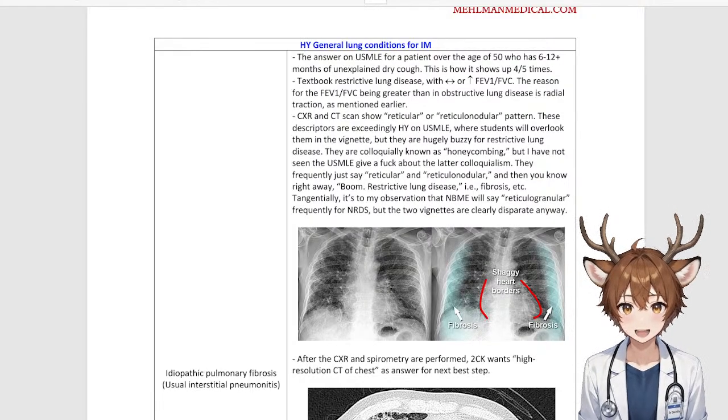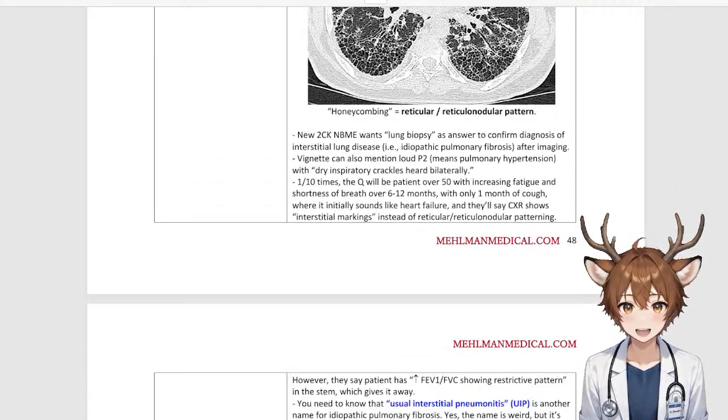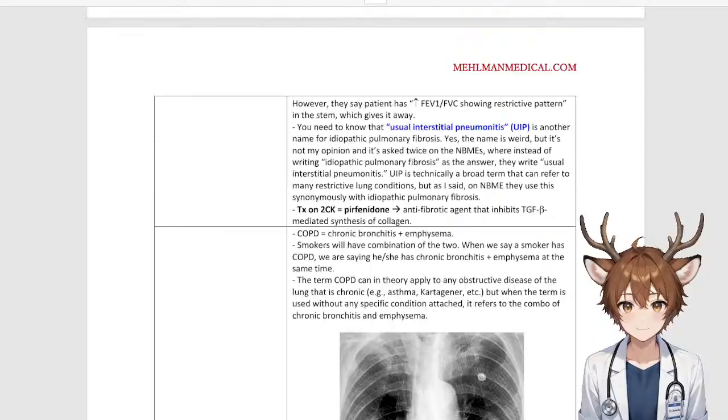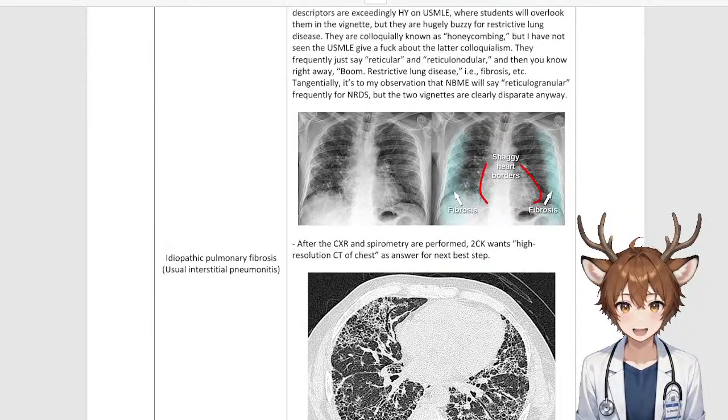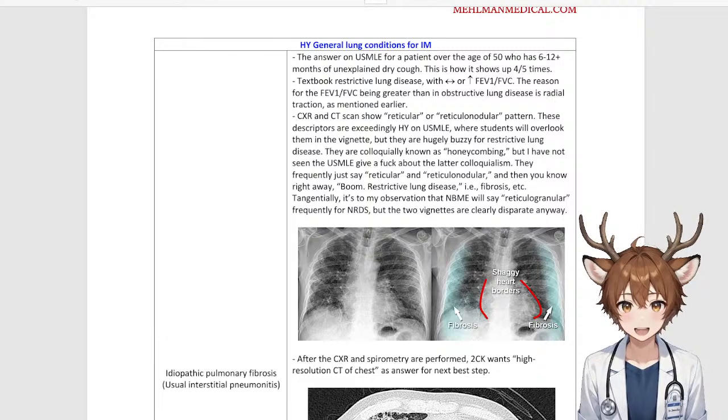Let's continue. High yield general lung conditions for internal medicine. This is a big one right here. Oh, this is long. So the first one here, which is a long one. So high yield general lung conditions for IM.